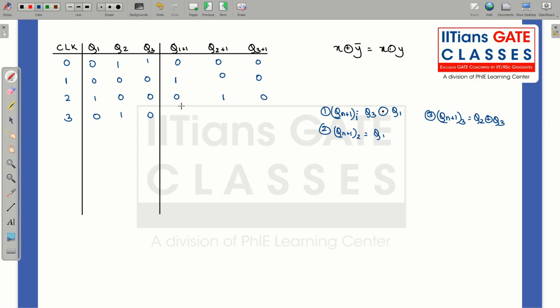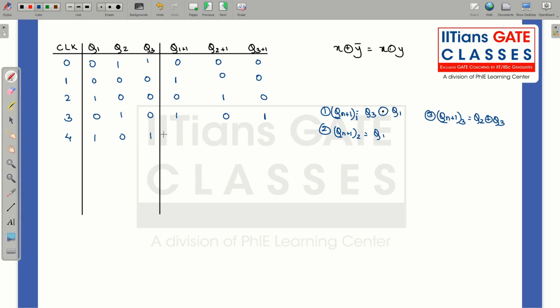Third initial state is 0 1 0. So next state will be XNOR of these two, so this is 1. Q2 plus 1 will be Q1, so this will be 0. Q3 plus 1 will be XOR of these two, so this is also 1. So fourth initial state is 1 0 1.